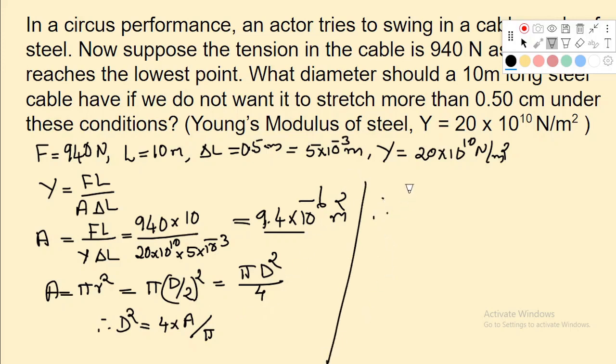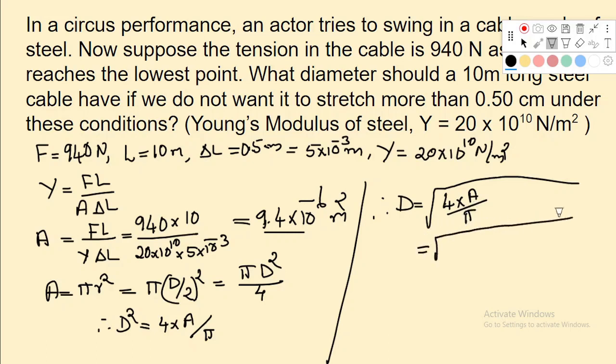Therefore, d is equal to square root of 4 into A divided by pi. So let us substitute all these values here. 4 into the area cross section has the value 9.4 into 10 raised to negative 6, all divided by the value of pi, that is 3.14.